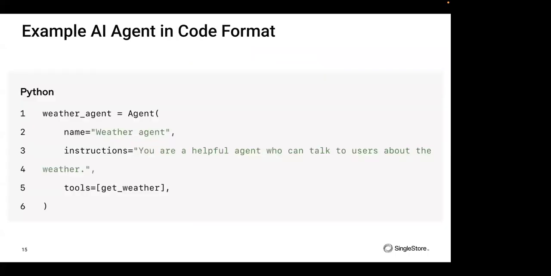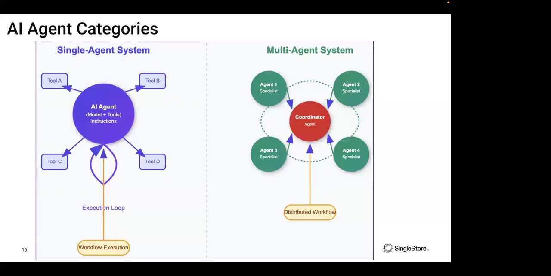And here is an AI agent in a code format, a weather agent, you can call it. The name is weather agent, and there is an instruction, right? Prompt instruction: You are a helpful agent who can talk to users about the weather. Whenever the user asks what the weather in San Francisco is, this particular agent can trigger the tool calling and get the weather for San Francisco.